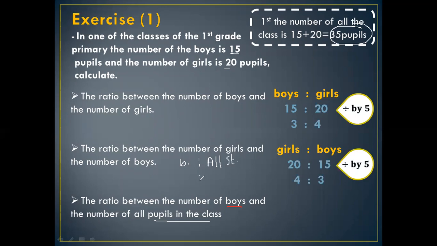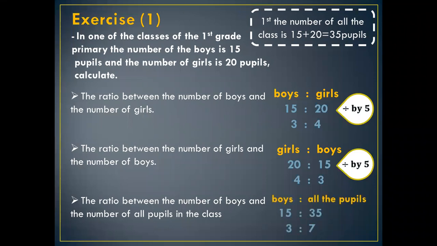Okay, it will be what? The boys are 15 and the girls, and all the students, it will be 35. So I will divide it by what? By 5. So 15 divided by 5 equals 3, and 35 divided by 5 equals 7. So the ratio is 3 to 7. So all the people is 15 to 35. So the ratio, in the simplest form, is 3 to 7.